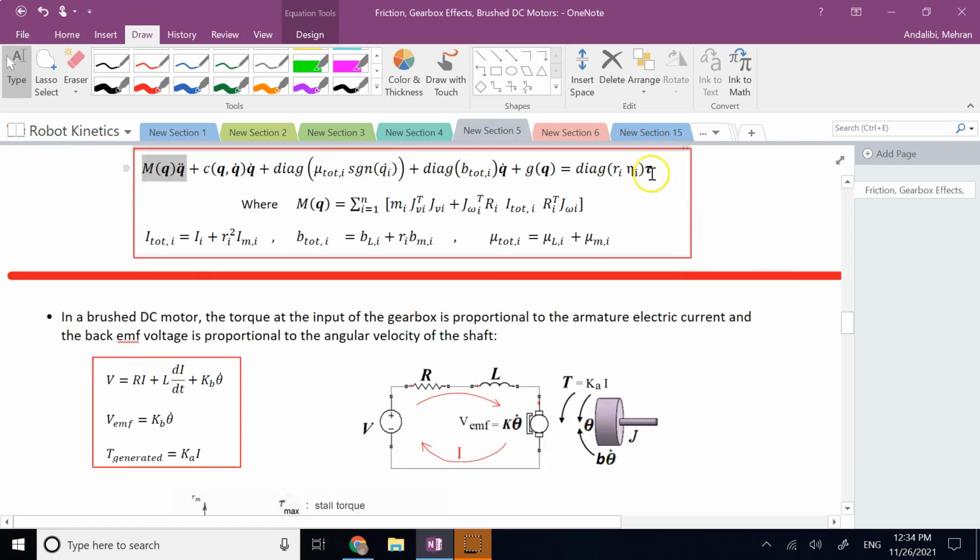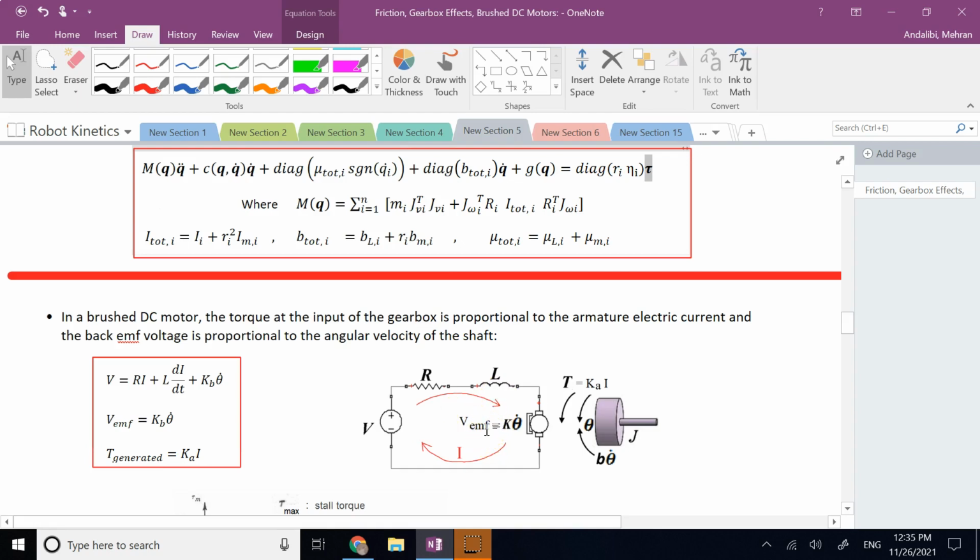Now, the torque tau that is coming from the motors in this equation is generated by the internal dynamics of a DC motor. So if we want to bring that in, then our equations can be further modified, and the parameters of the DC motor electric circuit will be added to the equations of motion.